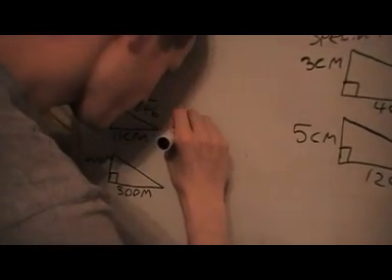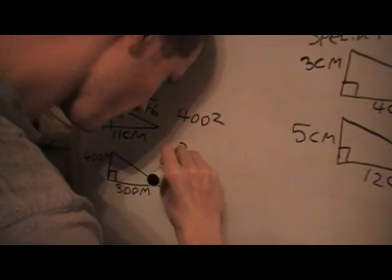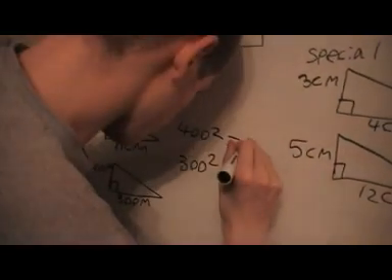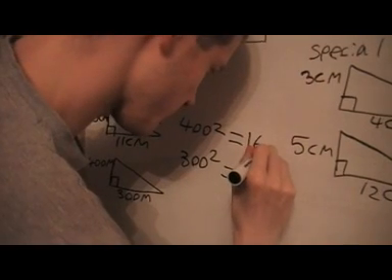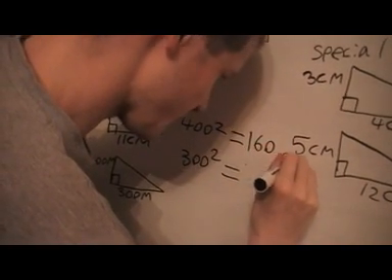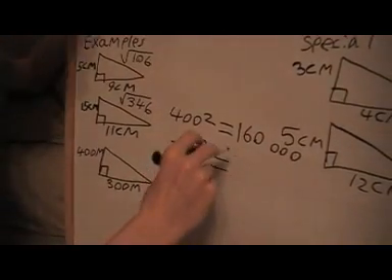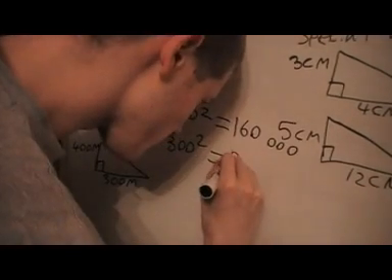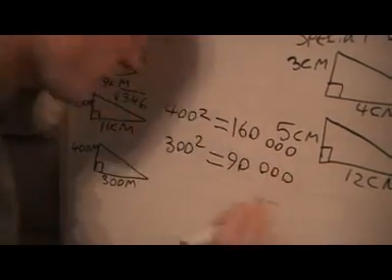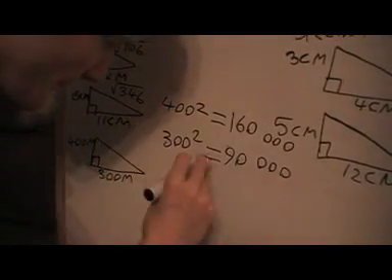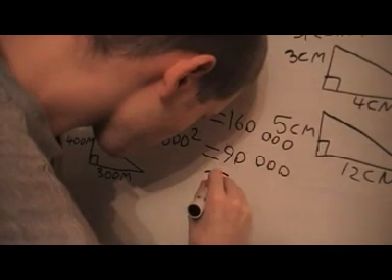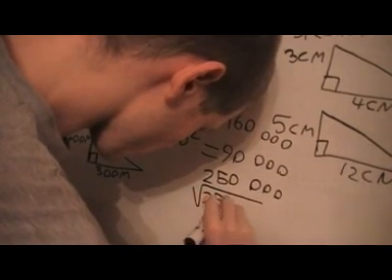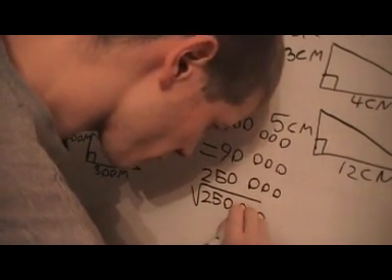This one's big numbers, but don't worry about it, it's still not too hard to work with. We should know how to square these. Because remember, you get these extra zeros when you multiply. And then, of course, when you add them up, you get 250,000, square root of that.